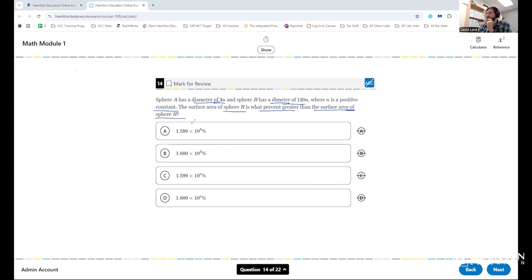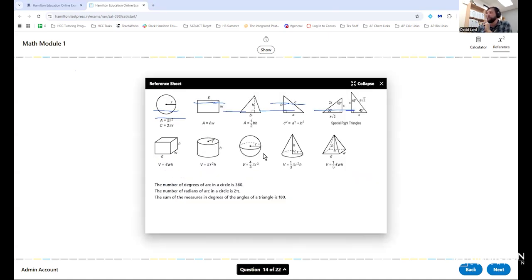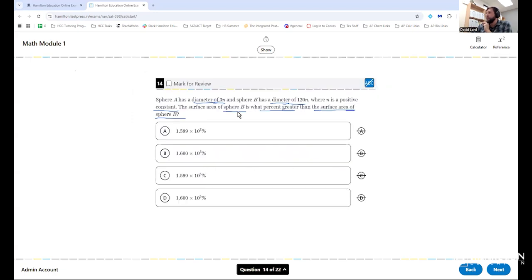Okay, so this question seems very challenging, and we do have on our reference sheet the volume of a sphere here. However, we do not have the surface area. So I recommend you memorize it just so it can help you out in the future. But there's probably a better way of solving this problem. And the answer is there is.